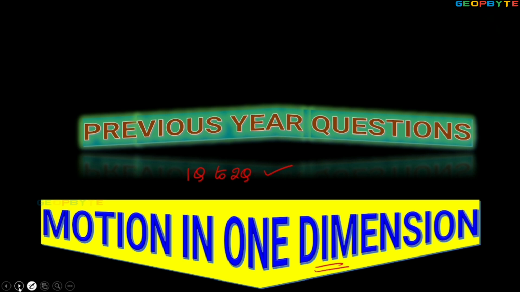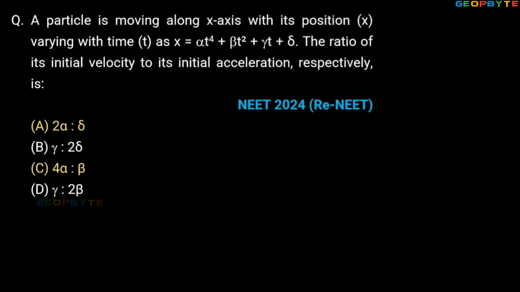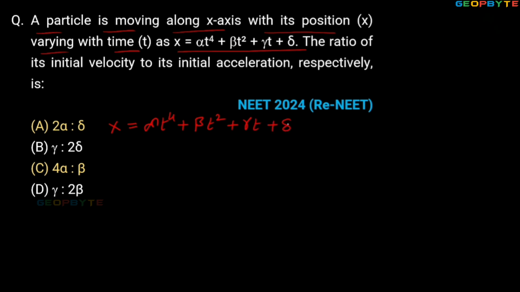Then let us take the very first question. Look at the very first question, asking like this. A particle is moving along x-axis with its position x varying with time. Look at the x in terms of time. The displacement x equal to alpha t power 4 plus beta t square plus gamma t plus delta.